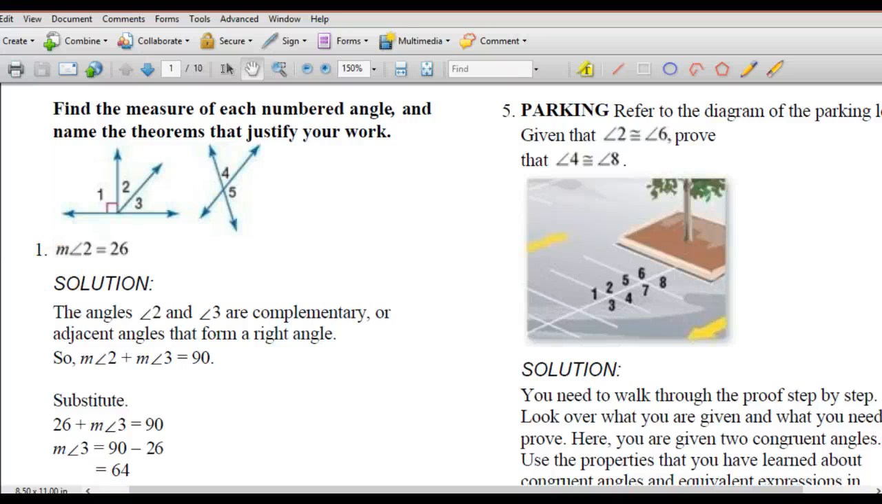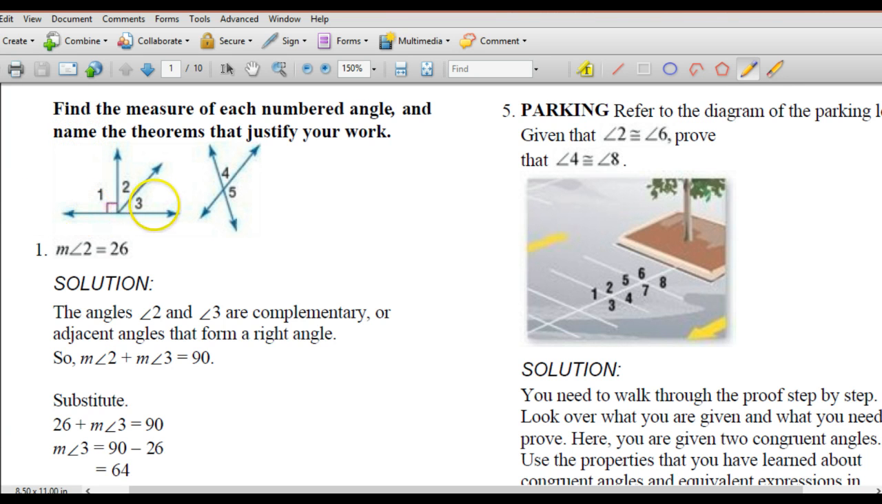Alright, this is lesson 2.8, proving angle relationships, and on numbers 1 through 4 the directions say find the measure of each numbered angle and name the theorems that justify your work. So for number 1, the measure of angle 2 we are given equals 26. Based off of that we know that angle 1 is 90 because we have the right angle symbol, so we can find the measure of angle 3.